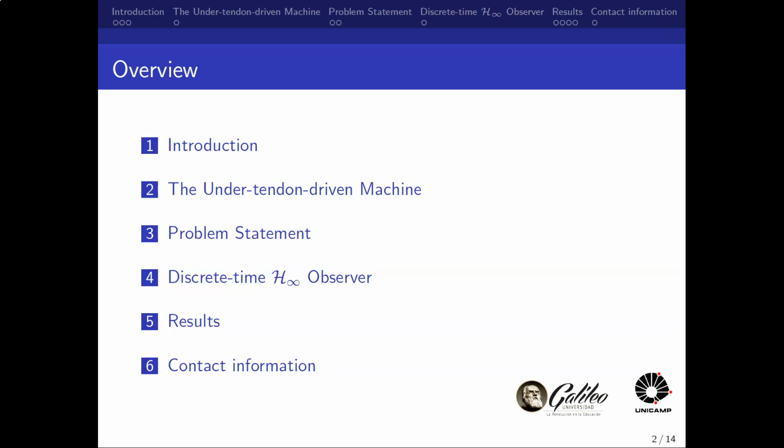This is the agenda of my presentation. First, I will give you an overview about the problem. Then I'm going to describe the under-tendon-driven machine used to drive fingers of an under-actuated prosthetic hand, as well as the problem statement of our contribution. Then I will be talking about the design of the discrete time H-infinity observer-based filter used to estimate the full state of our simplified system and how to derive the observer gain matrix through the use of linear matrix inequalities methodologies. Finally, results and conclusions about our work will be presented.